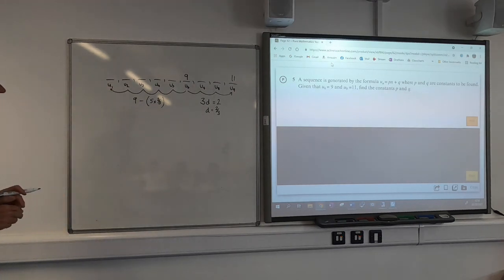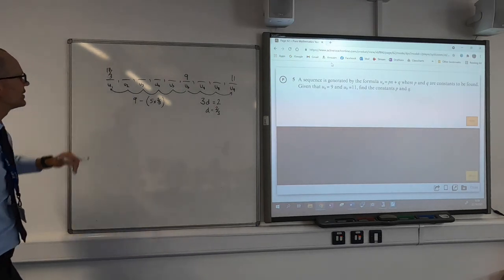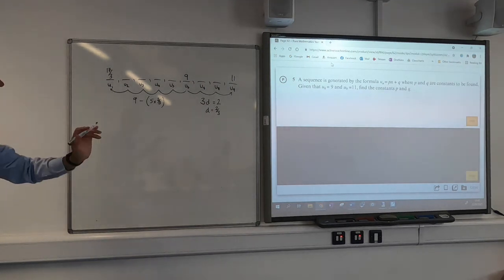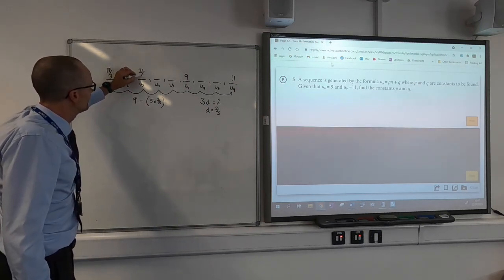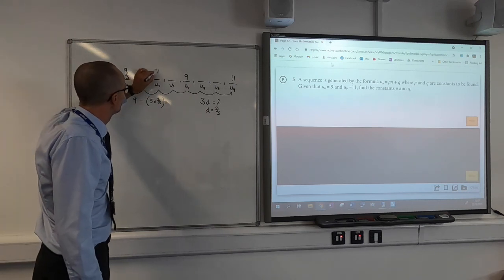So that's 9 take away 10/3, and 9 is 27/3, so I reckon that's 17/3. And then each time we go up, we're adding 2/3. That's 7, I know that's 7, but I'm just going to leave it as a fraction.